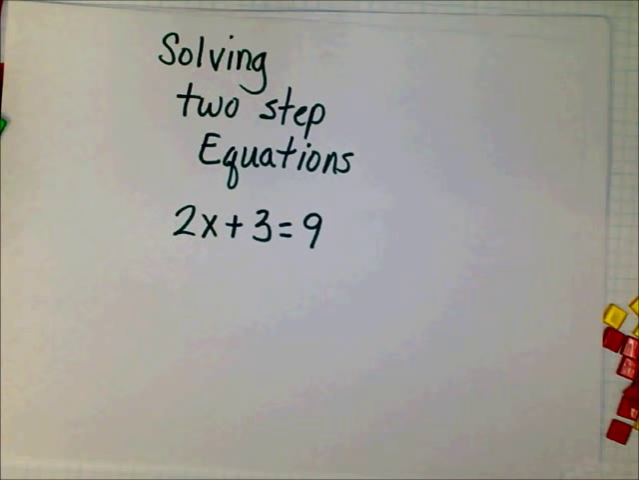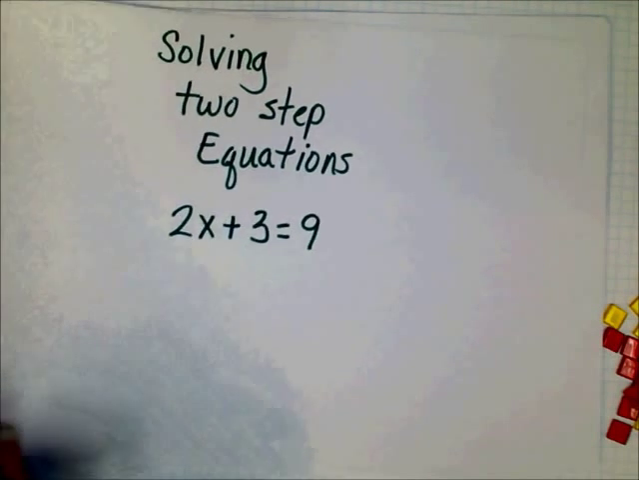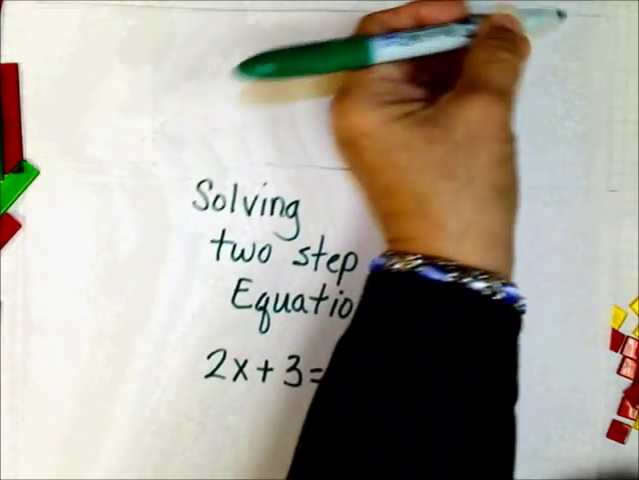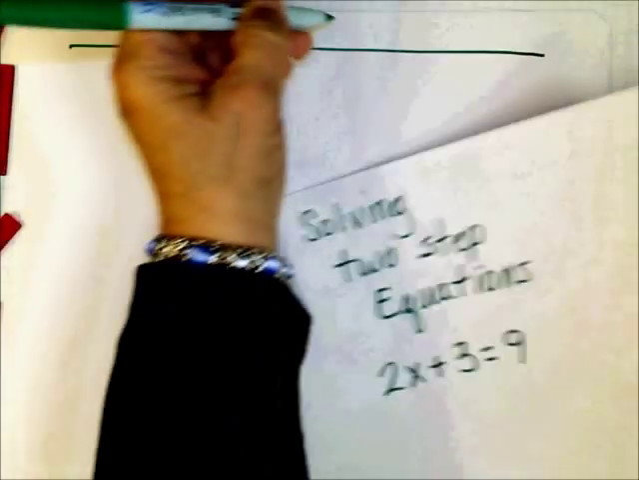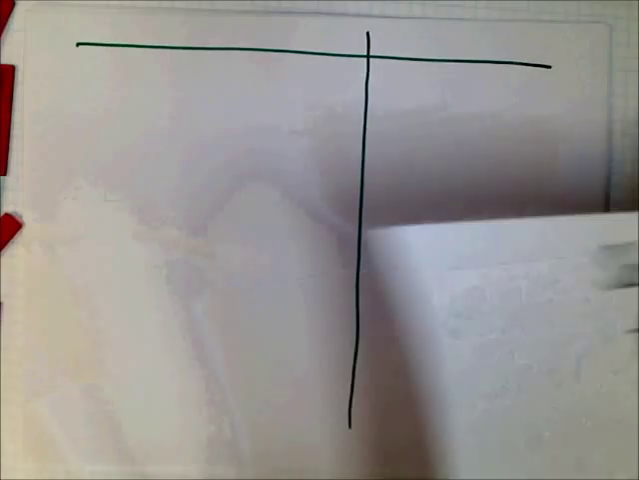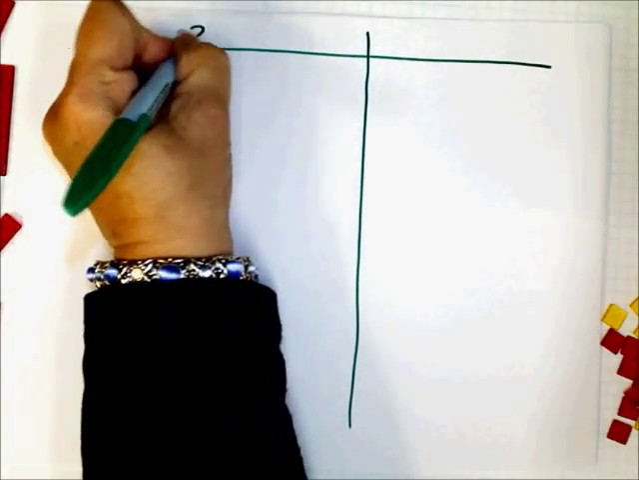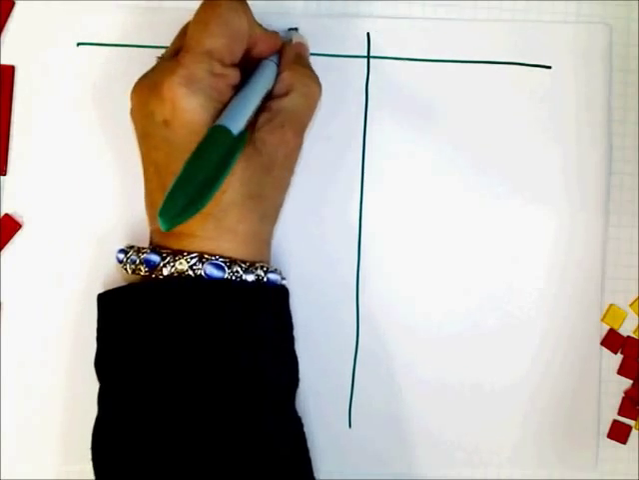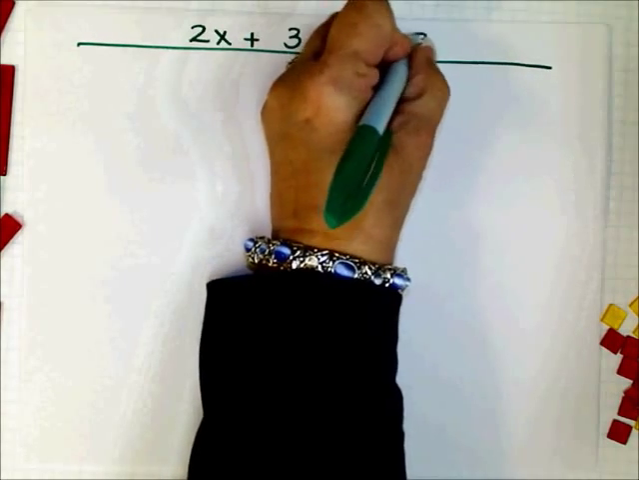In this video, we're going to be solving two-step equations similar to 2x plus 3 equals 9 using our algebra tiles. So in order to do this, we're going to start out with our T, just like before. And we're going to write our equation down, which would be 2x plus 3 equals 9.